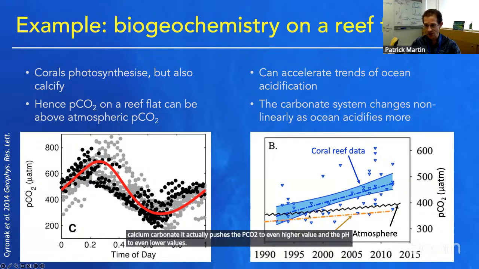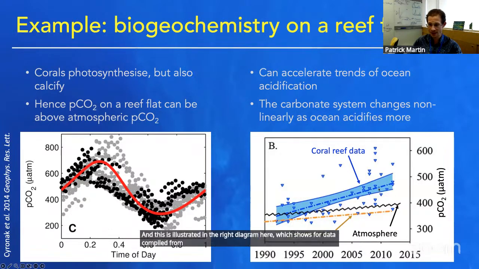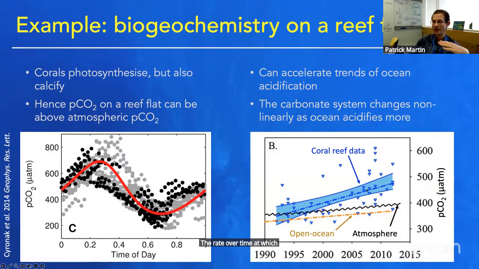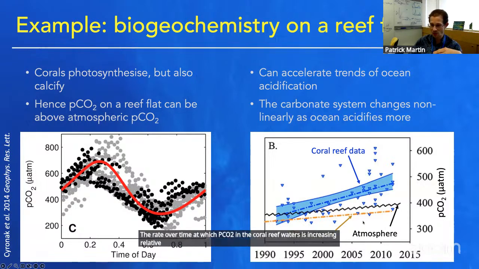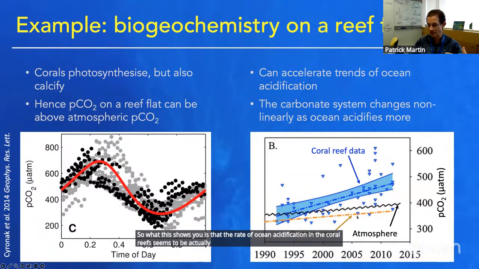And this is illustrated in the right diagram here, which shows data compiled from coral reefs, and I think this was a global compilation, the rate over time at which PCO2 in the coral reef waters is increasing relative to the rate at which PCO2 in the open ocean is increasing. So what this shows you is that the rate of ocean acidification in the coral reefs seems to be actually faster than the rate of ocean acidification in the open ocean.